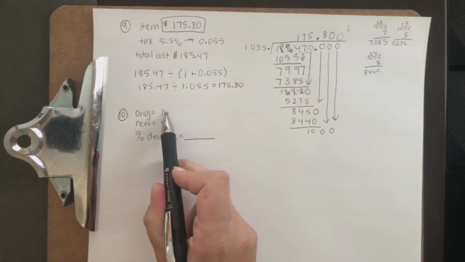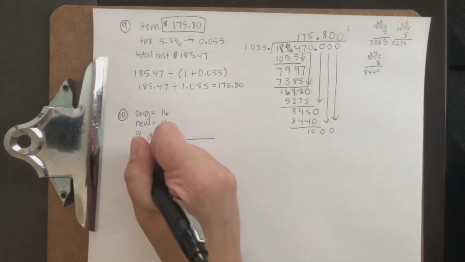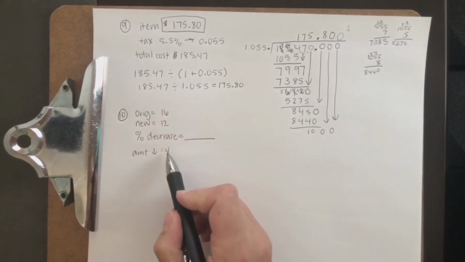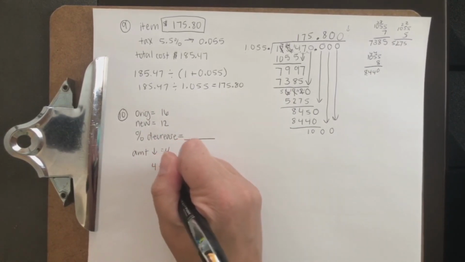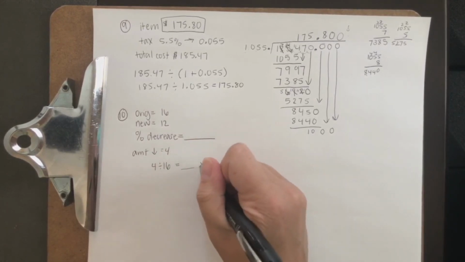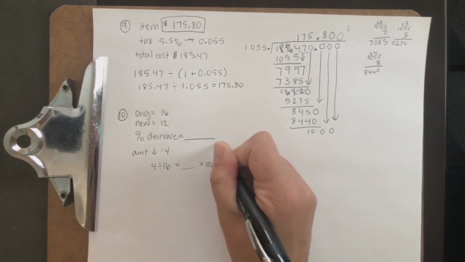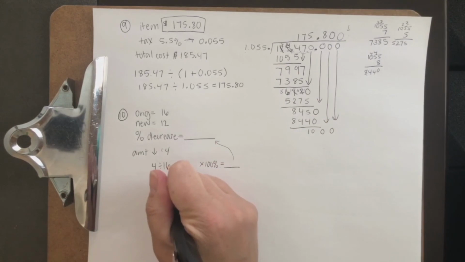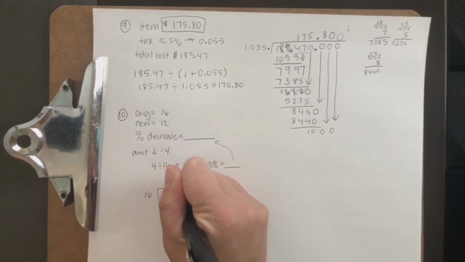So if the original was 16 and the new is 12, that means our amount of decrease is 4. So we're going to take 4, divide it by the original, 4 divided by 16, and that will give us a number. We'll multiply that by 100% to give us our answer. Okay? So 4 divided by 16, we need a decimal.